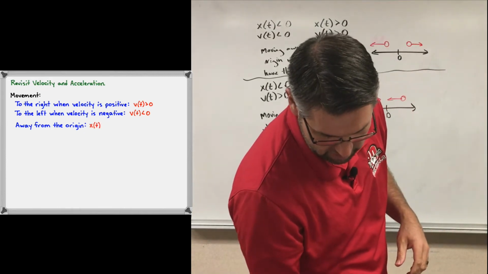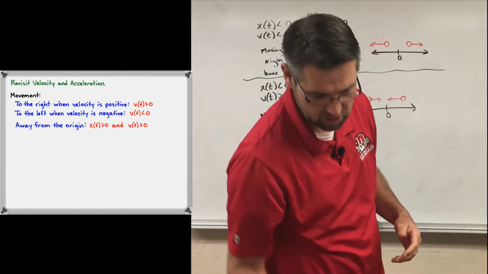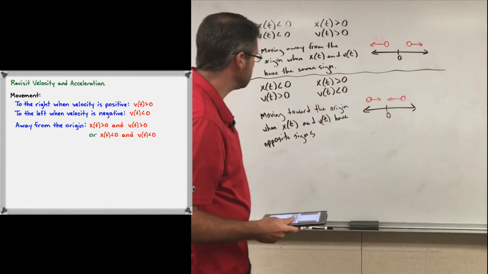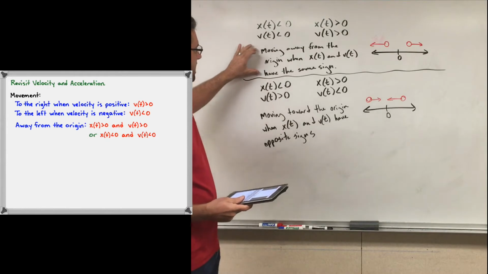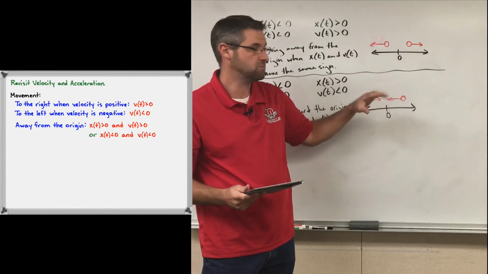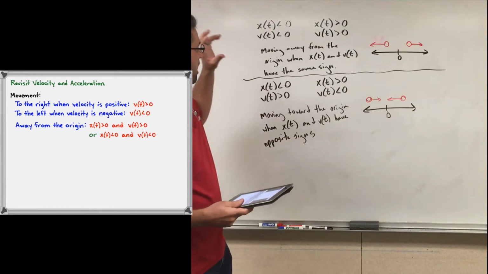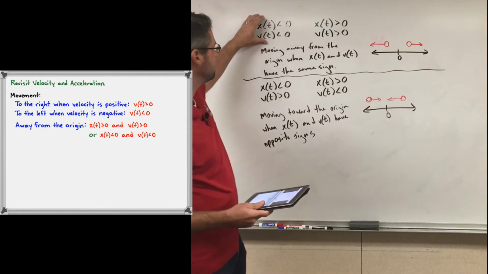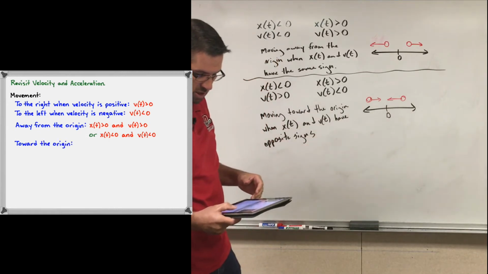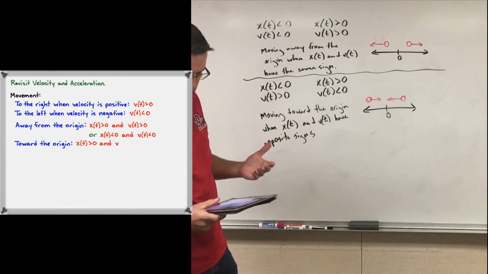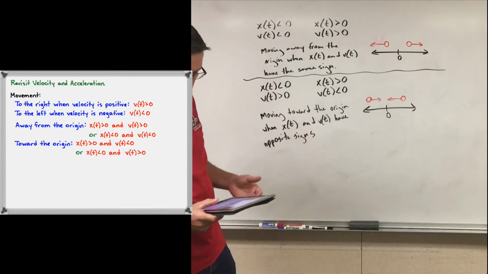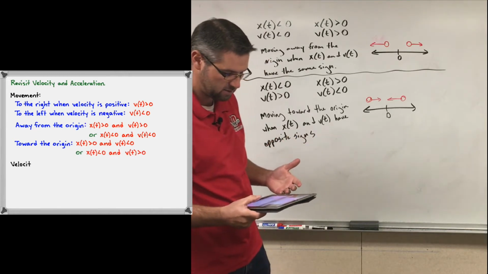I kind of summarize that really quickly here. It's when position is positive and velocity is positive, or when position is negative and velocity is negative. But I think writing it out in a sentence and seeing the picture really helps us understand that relationship. It's a relationship between position and velocity, okay? Same thing for moving toward the origin. That would imply that the position is positive and velocity is negative, or position is negative, velocity is positive. In other words, opposite signs, okay?